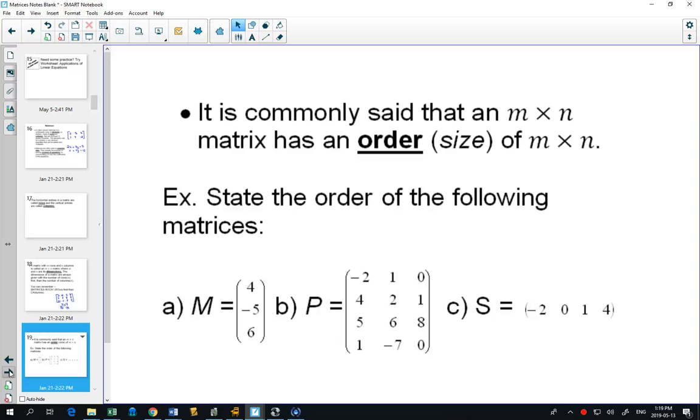So, question like this, state the order. We would look at this one. It has 3 rows and 1 column, so we would say this order is a 3 by 1. Here we have 4 rows, 3 columns, 4 by 3. And finally, 1 row and 4 columns. This would be a 1 by 4.